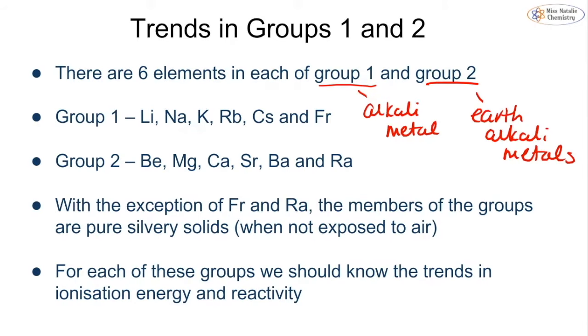and radium. With the exception of francium and radium, all of these are pure silver solids when they're not exposed to air. Now we know that they are going to tarnish when they're exposed to air, and we will look at that reaction later on. And for each of these groups, we should know the trends in ionization energy and in reactivity.